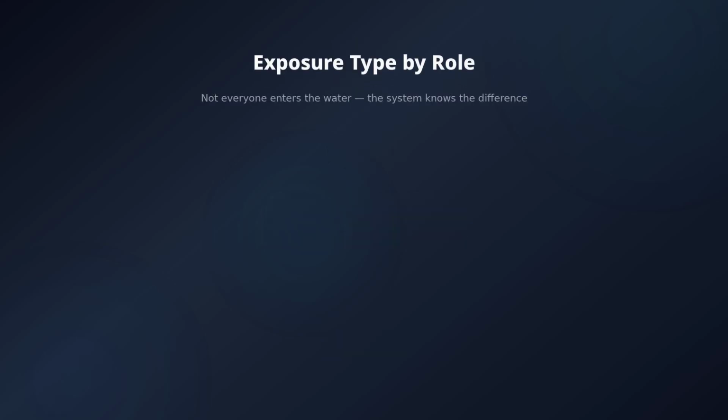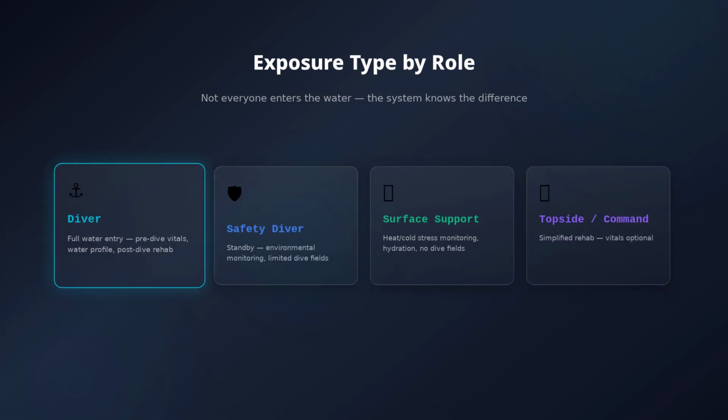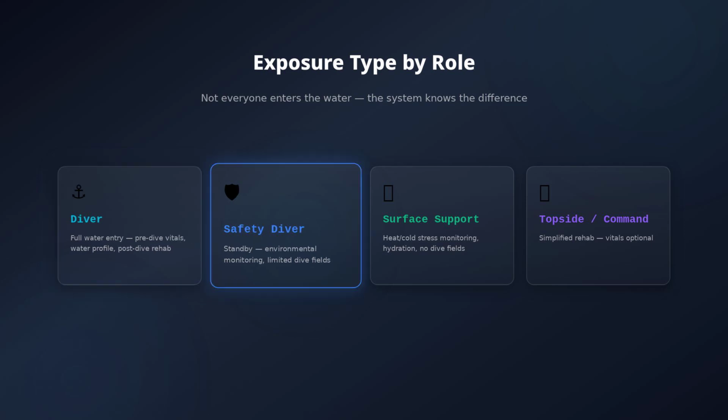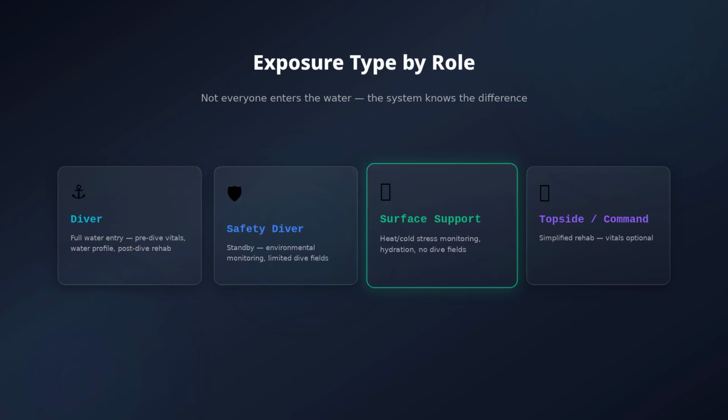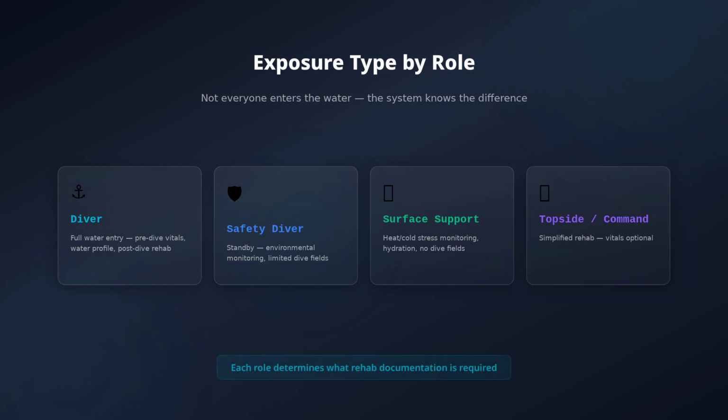After check-in, each team member is assigned an exposure type based on their role. This is critical because not everyone on a dive team enters the water. The system distinguishes between divers who have full water entry, safety divers on standby, surface support personnel, and topside command staff. Each role determines what rehab documentation is required. Divers receive full pre-dive vitals, water profiles, and post-dive rehab, while surface support receives simplified monitoring focused on heat and cold stress.